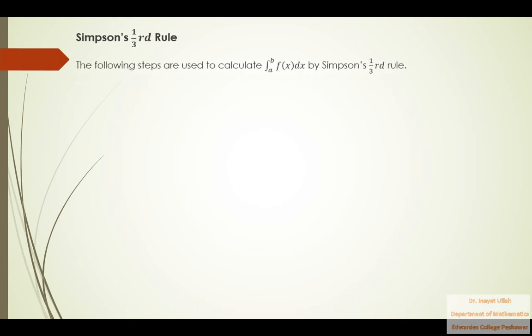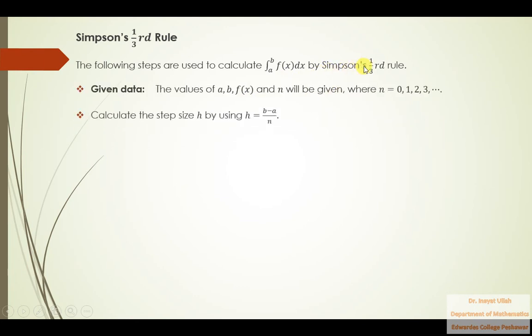The second one is Simpson's 1/3 rule. What is Simpson's 1/3 rule? The following steps will be used to calculate the value of this definite integral with the help of Simpson's 1/3 rule. So what are those steps?